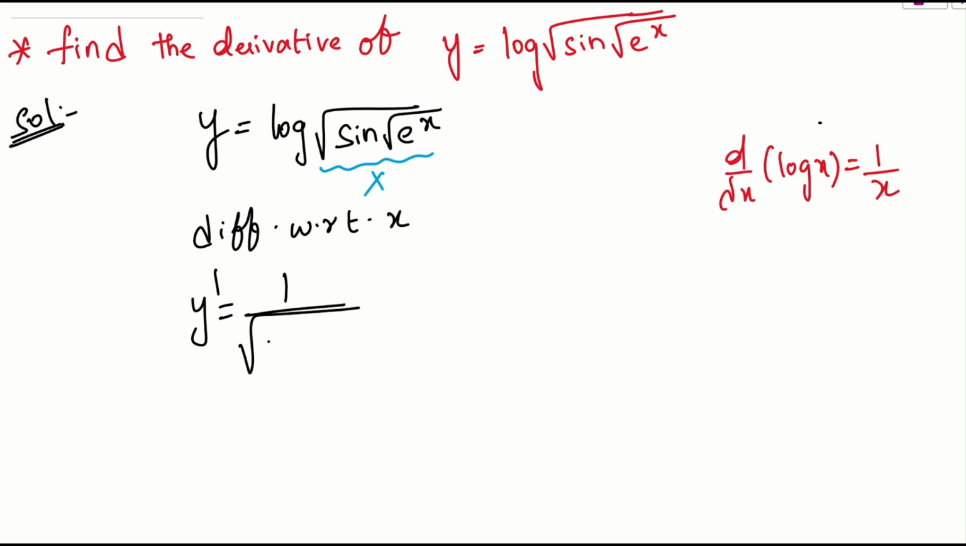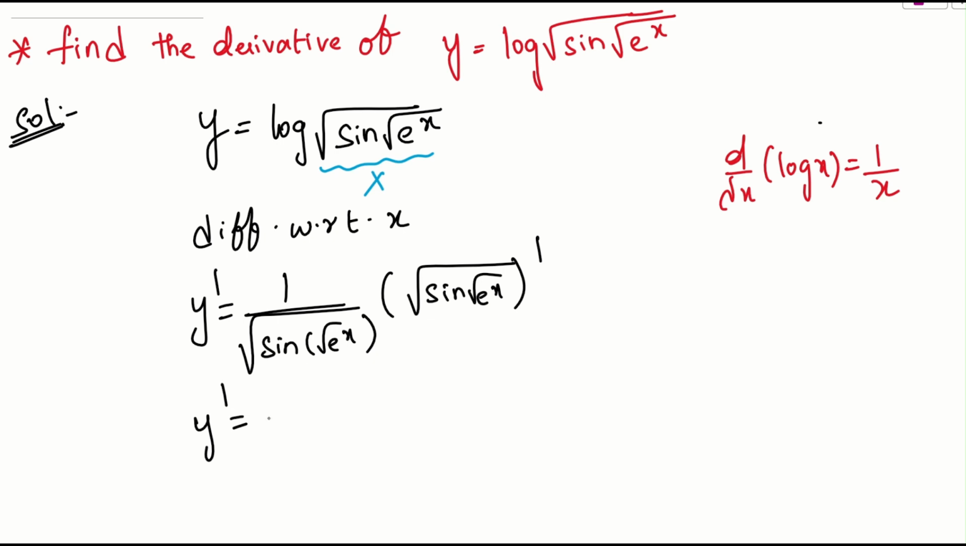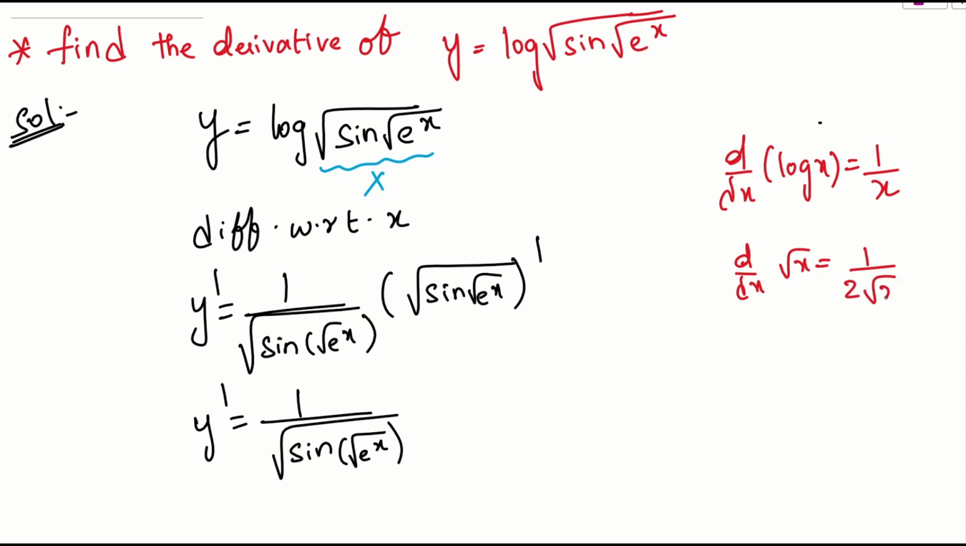What is capital X? Root of sine of root of e power of x. So again we need to apply the derivative of the capital X, the internal derivative, or the chain rule. So y dash is equal to 1 by root of sine root of e power of x. You already know the derivative of root x is 1 by 2 root x. Agree? So simply take it as a capital X.